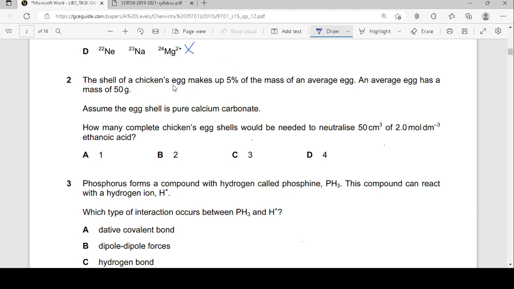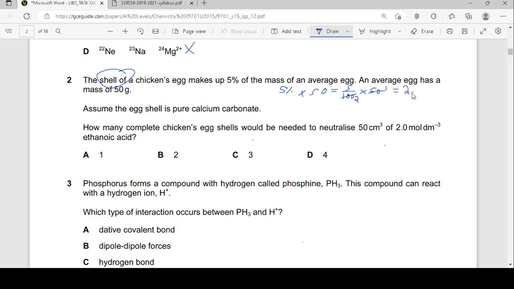The shell of a chicken's egg makes up 5% of the mass of an average egg. An average egg has a mass of 50 grams. So how much is the mass of the shell? 5% of 50 is 5 over 100 times 50, which is 5 by 2, so 2.5 grams. The shell of an average egg basically has a mass of 2.5 grams.